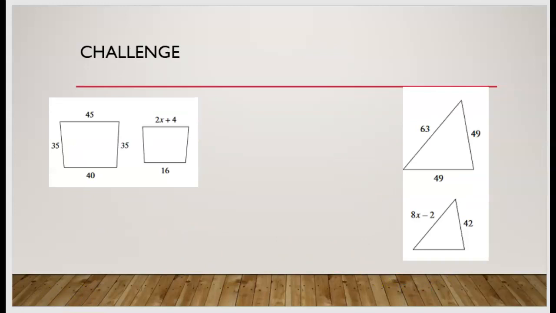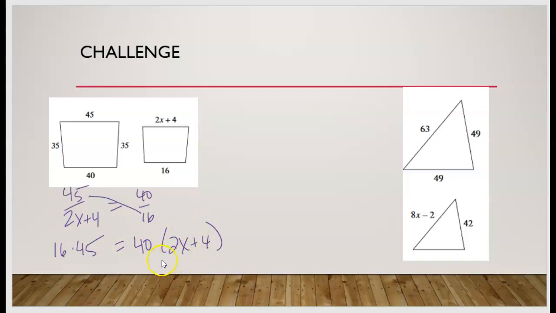All right, here's what I'm calling the challenge. I think this is probably as hard as they're going to get, where you're starting to throw in expressions here, but you solve them the same way. So we'll do 45. Let's see, hold on. Yeah, let's do 45 over 2x plus 4 equals 40 over 16. And we're just going to cross multiply. So 16 times 45 and 40 times 2x plus 4. Make sure that you multiply that 40 by everything.